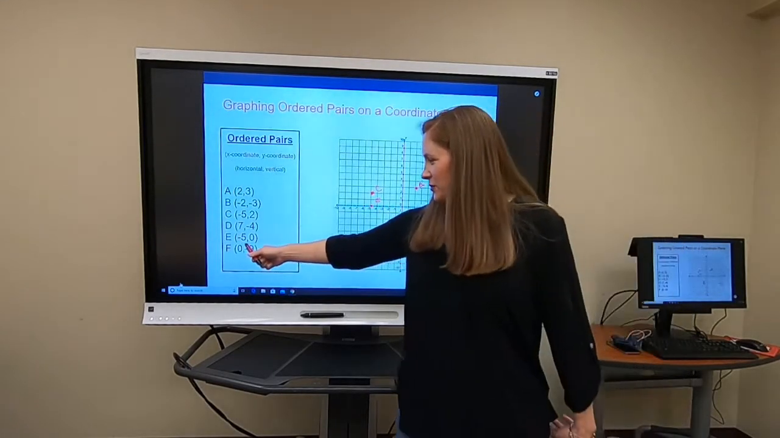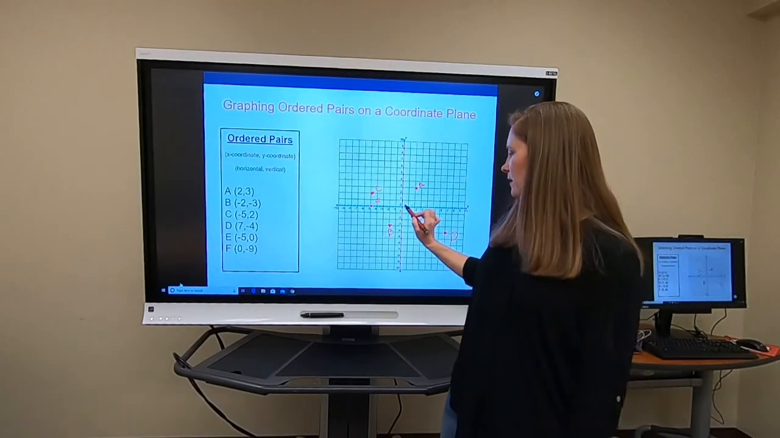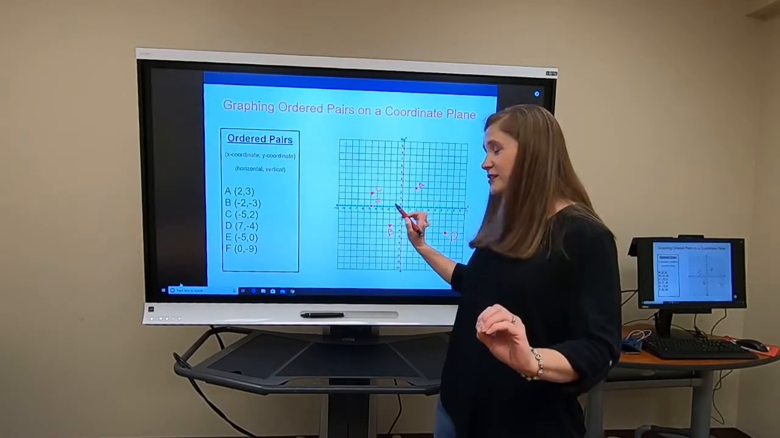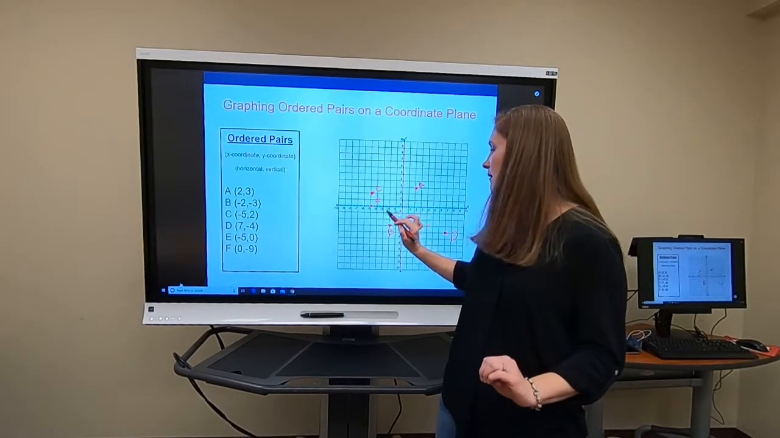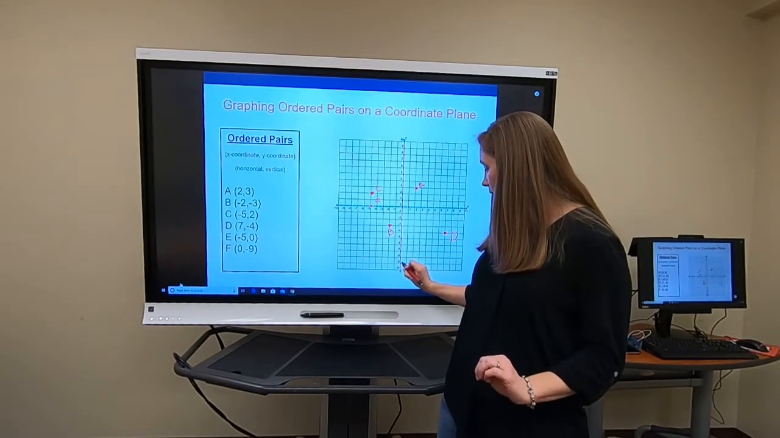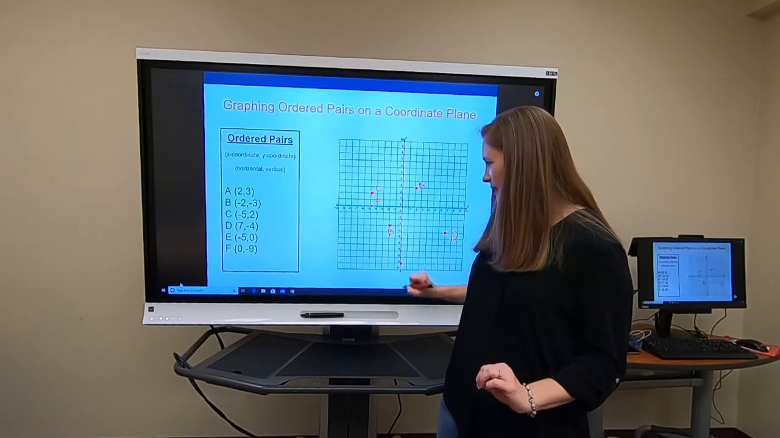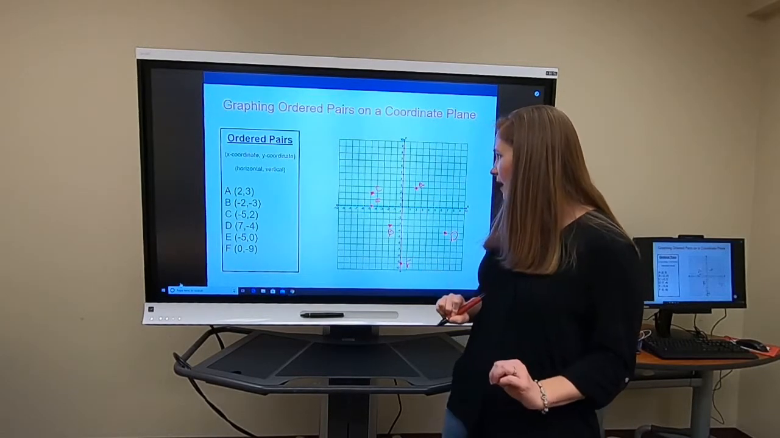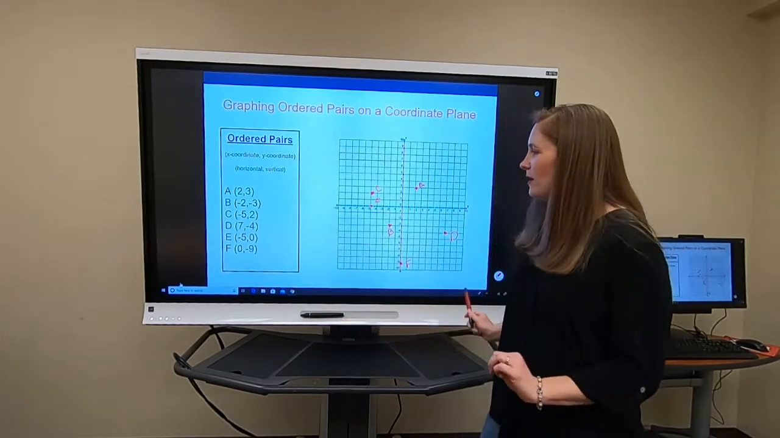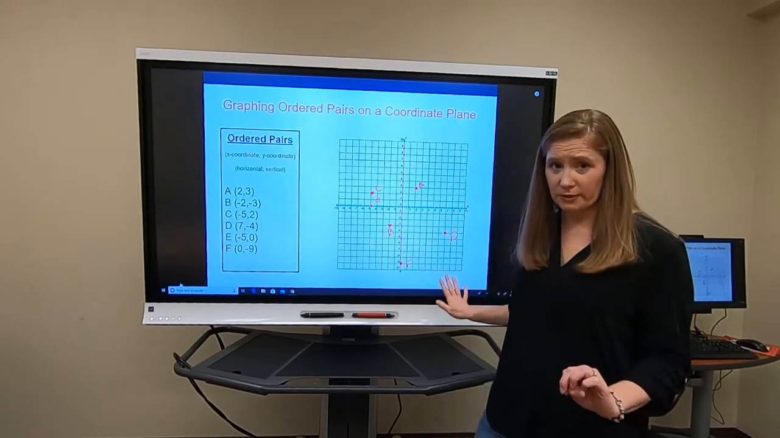Now I'm going to go to F, which is (0, -9). So I start here, but it says what? It says 0. So I don't move on the x-axis. Then it says -9, so I don't go up, I go down. And that is point F. So now we have successfully graphed positive and negative numbers in all 4 quadrants.